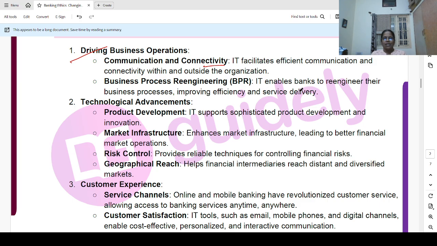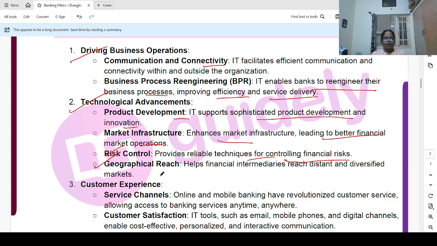Then business process re-engineering: it enables banks to re-engineer their business processes, improving efficiency and service delivery. Each bank competes with one another, so they improve their efficiency and provide better service delivery. Then technological advancements in product development: IT supports sophisticated product development and innovation. Through IT support, they always innovate new products, providing IT enabled services to their customers and making them happy while availing banking services. They are providing an enhanced market structure, leading to better financial market operations, and also risk control, providing reliable techniques for controlling financial risk, in order to attract customers and bankers.